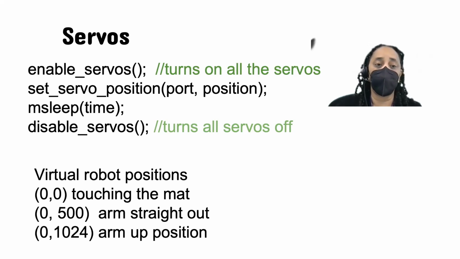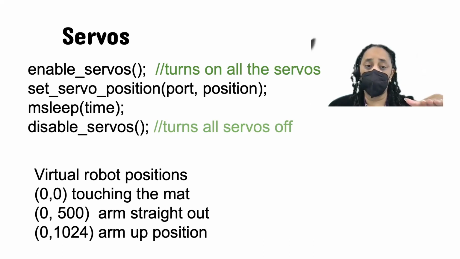So once you set the servo position, then that's when you put the port and the position. So the port is 0. The position can be anywhere from 0, where it's touching the mat, or 500, where the arm is straight, or it can be back in the up position, which is 1024 on the virtual robot.